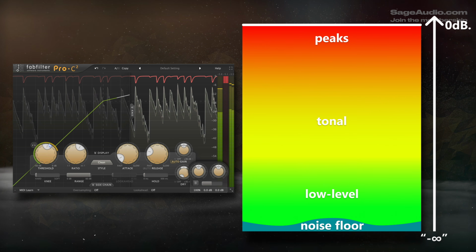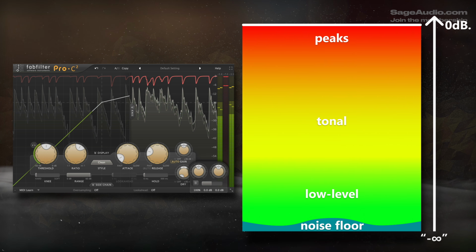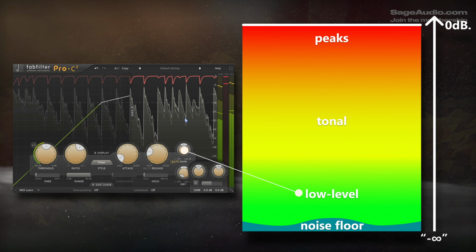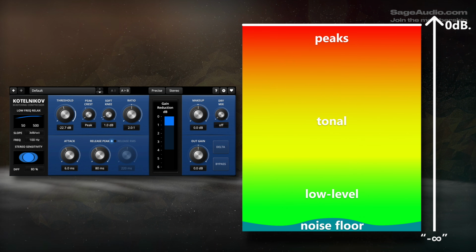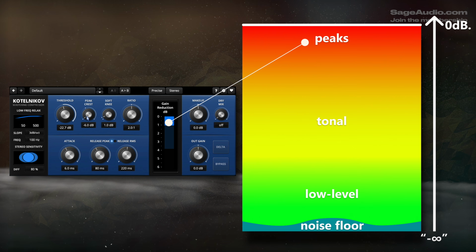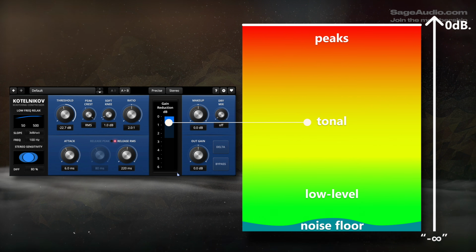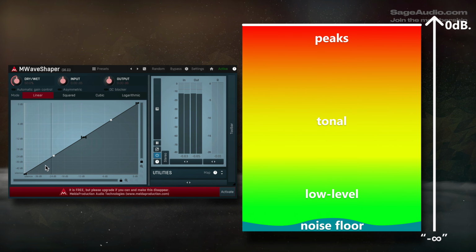Now controlling peaks is more or less a stepping stone to increasing low-level details. Since we increase the headroom, we could use post-compression makeup gain to increase quieter details and then help them become easier to perceive. RMS compression is a form of downward compression, but instead of being triggered by the peaks, the compressor is triggered when the average loudness of a signal crosses the threshold. Now this isn't the best for controlling peaks, but it is a good way to control the tonal aspects of a signal.